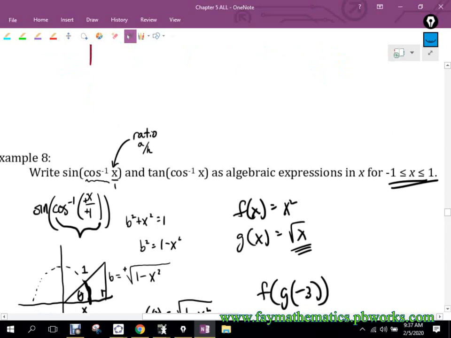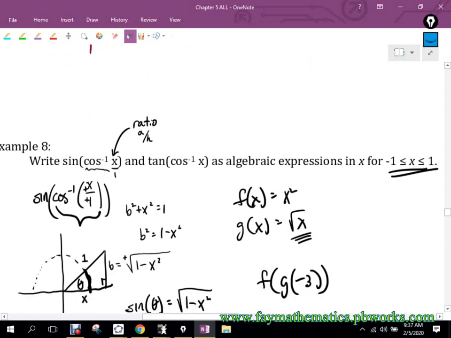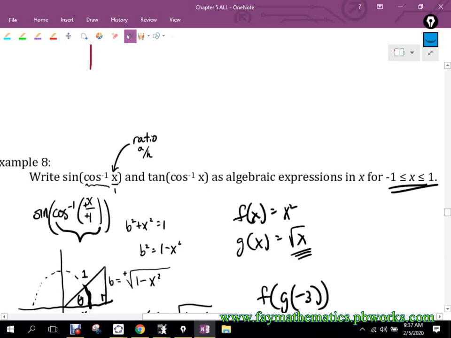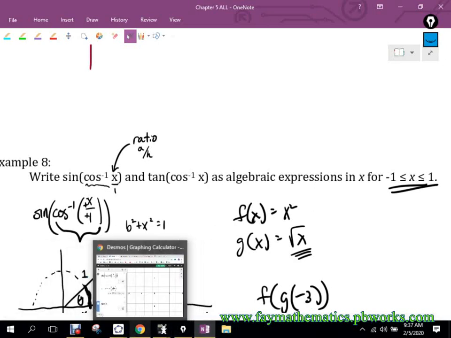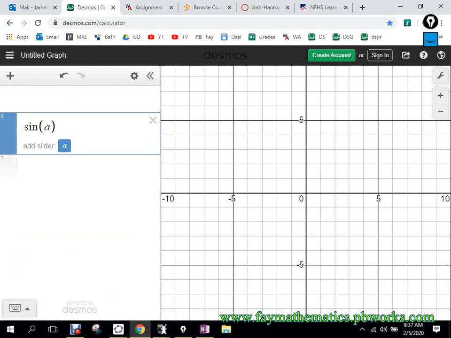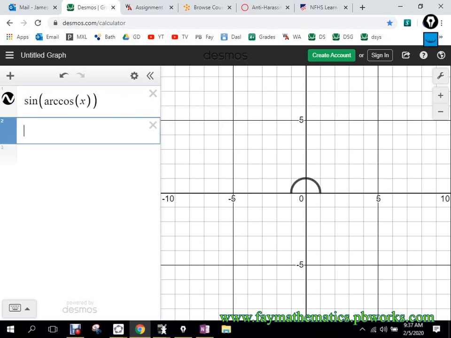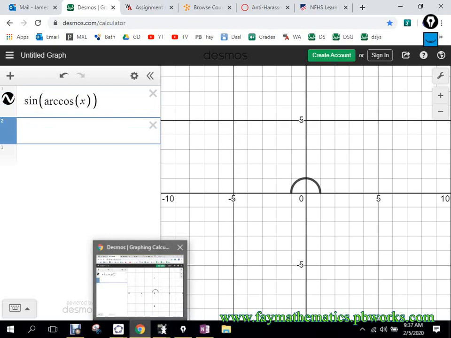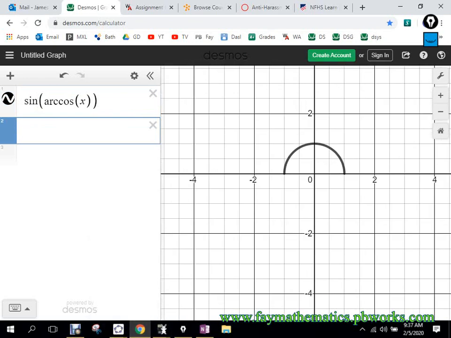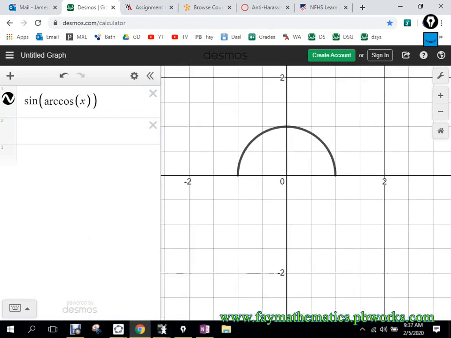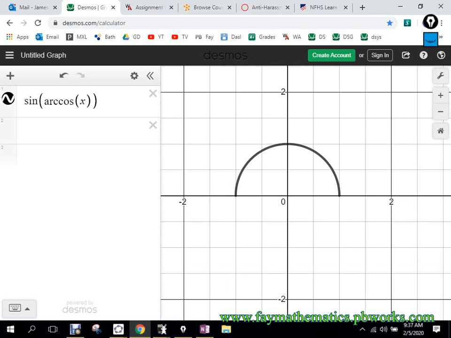Okay. Now I want to demonstrate how we can use our calculator to check ourselves. On my calculator, what we started with was sine of cosine inverse of x, right? And if I'm in Desmos or GeoGebra and I use the variable x, it's going to graph it. Anybody know what that is? Semicircle. That's a semicircle. Okay?